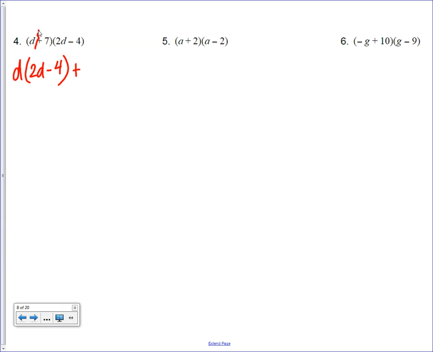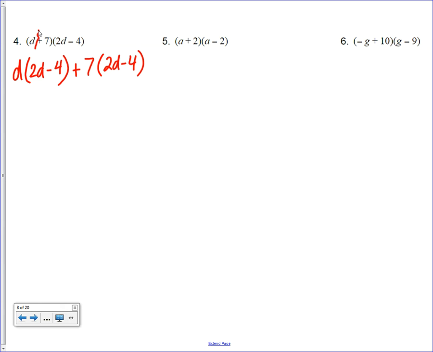What's the second part going to be? Plus 7 times. Good. Does everybody see how the symbol in between them always goes with the second part? Yes? Okay, distribute, Cody. What do we get here?